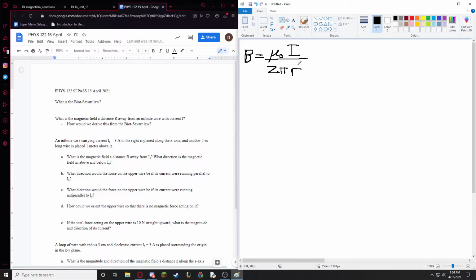And so we have B equals mu naught I over 2 pi r, for an infinite line. And what about the direction of B? So if we have our current coming along like this, what is B going to look like? Is it just radially outward from the current? Is it radially inward? What's going on?